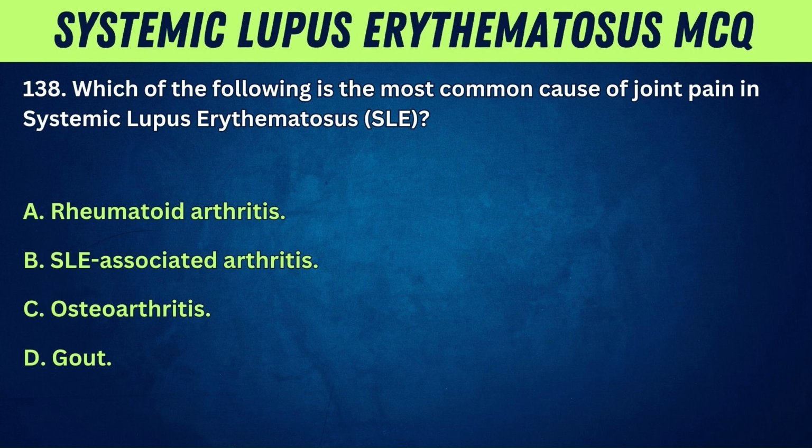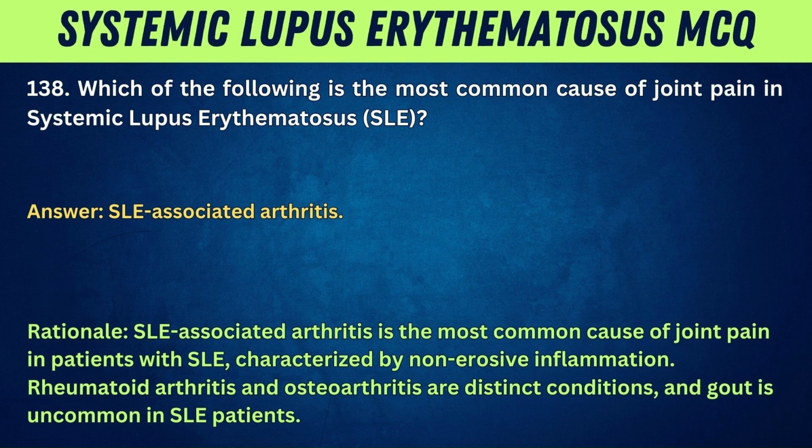B. SLE-associated arthritis. C. Osteoarthritis. D. Gout. Answer: SLE-associated arthritis. Rationale: SLE-associated arthritis is the most common cause of joint pain in patients with SLE, characterized by non-erosive inflammation. Rheumatoid arthritis and osteoarthritis are distinct conditions, and gout is uncommon in SLE patients.